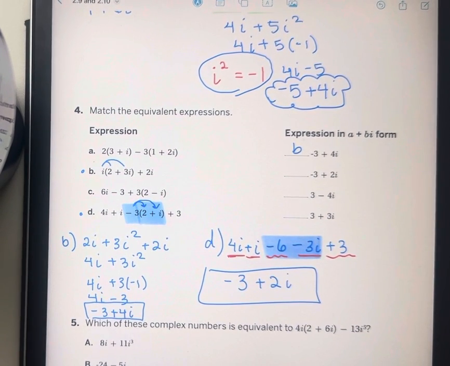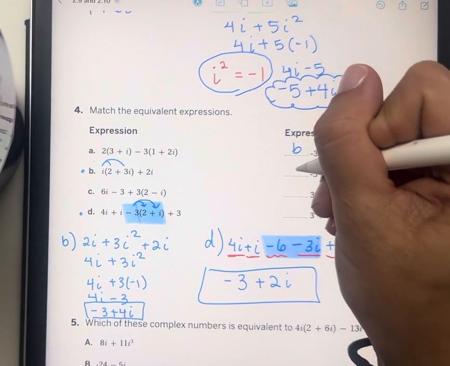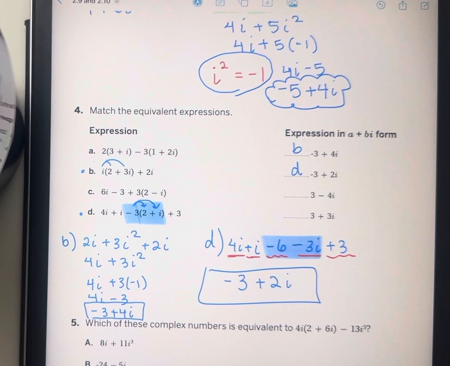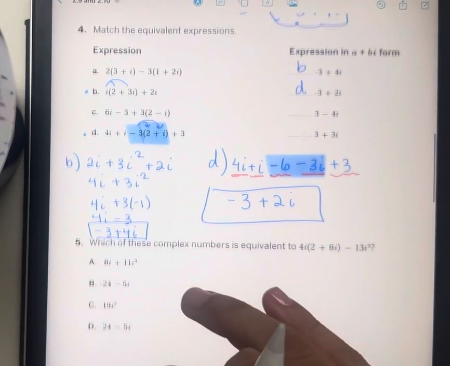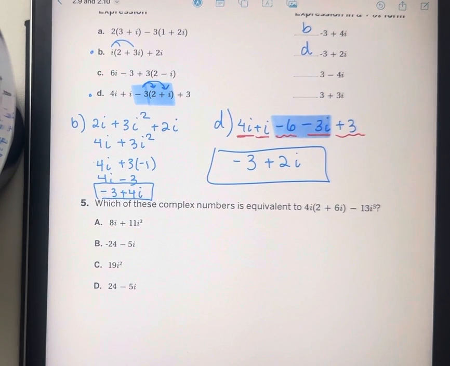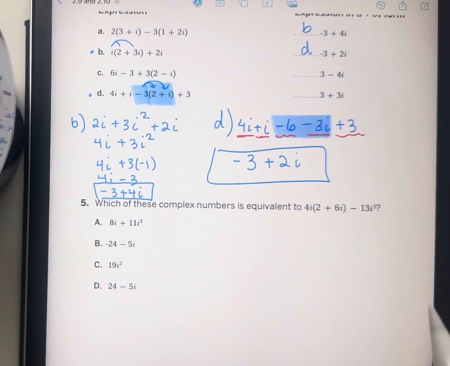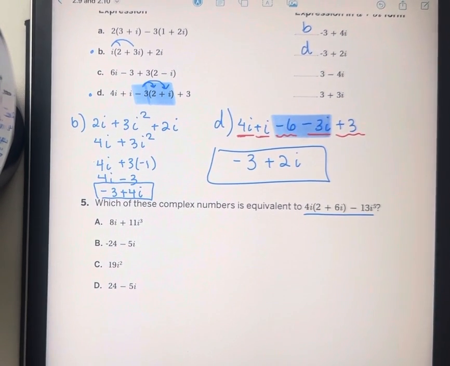That's it for D. So that's actually the next one down. Okay, any questions, you guys? All good? Okay, so now we're moving into this. Which of these complex numbers is equivalent to this guy?